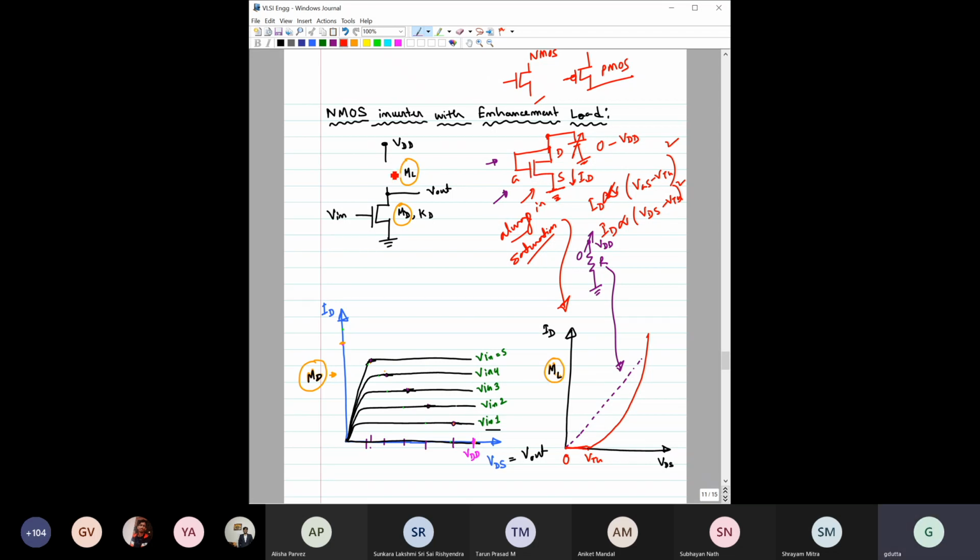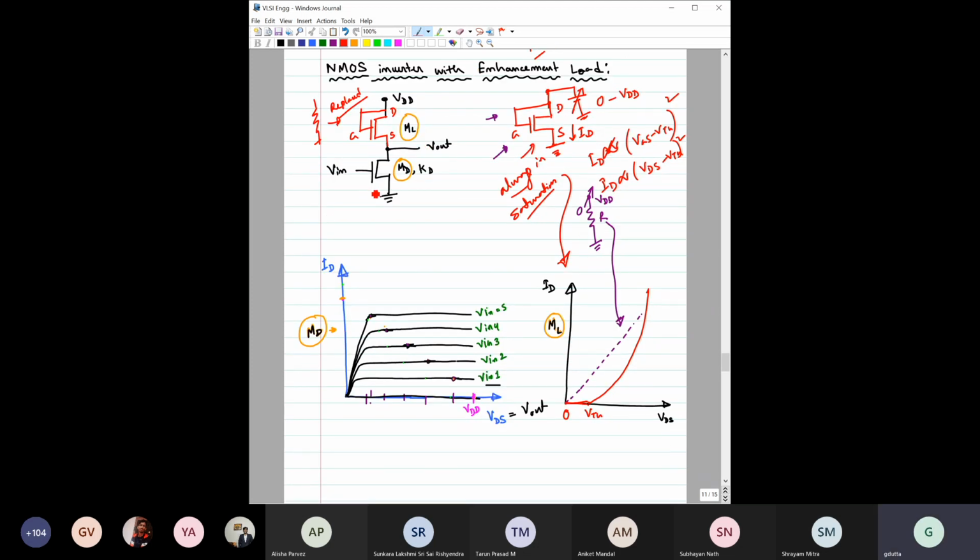So now we connect this: this is G, this is S, this is D. This is basically the load. Earlier we had a resistor here; now we have replaced it with this transistor. This is the normal transistor that we have used earlier, so the ID-VDS characteristics would look something like this. For the load, the current-voltage characteristics would look something like this.